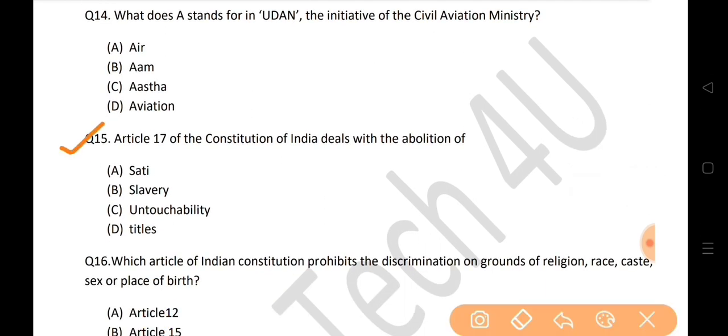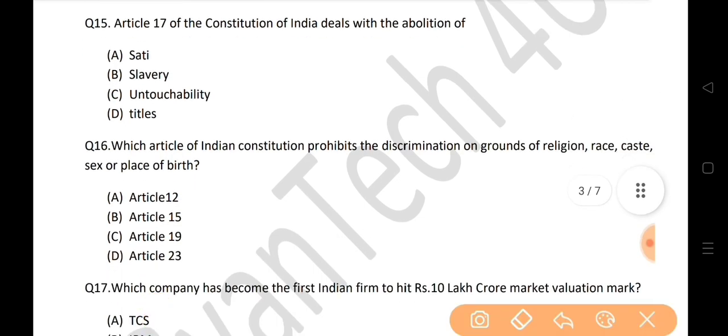Next question, Article 17 of the Constitution of India deals with the abolition of? Correct answer is option C, untouchability. Next question, which article of Indian Constitution prohibits the discrimination on grounds of religion, race, caste, sex or place of birth? Correct answer is option B, Article 15.